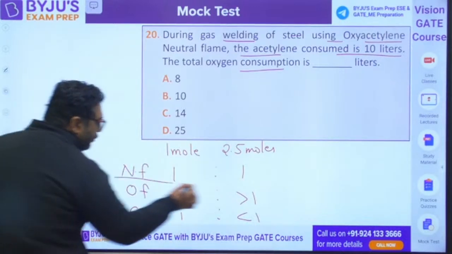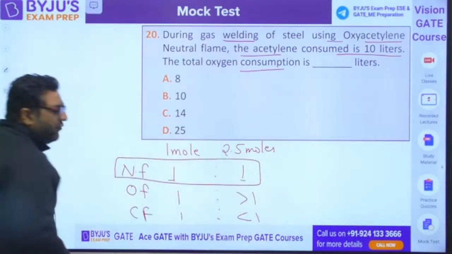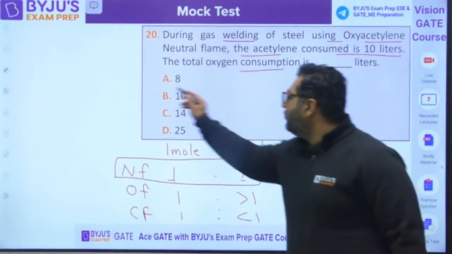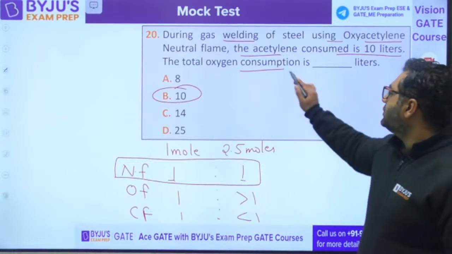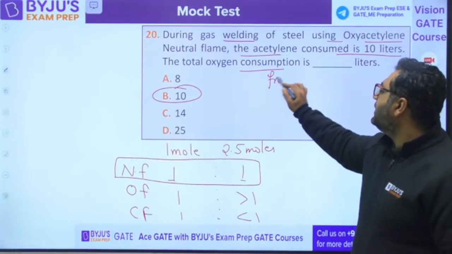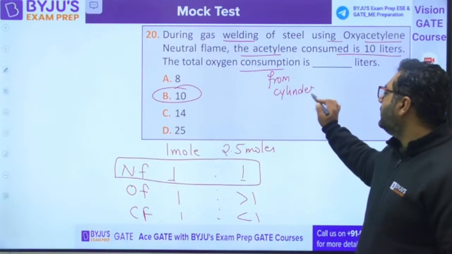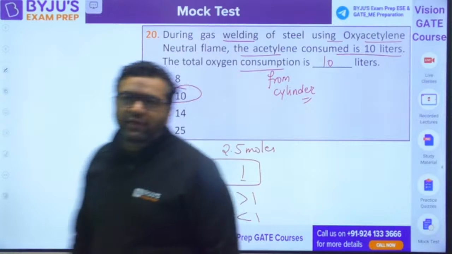So they are saying neutral flame. So 1 mole will be taken from the cylinder for 1 mole, the rest will be coming from the atmosphere. So the answer will be 10. For 10 liters, it will be going from the cylinder. So total oxygen consumption from the cylinder only, because the rest will be going from the atmosphere. So the answer will be 10 liters. Everybody got it? Very good, Mukesh.